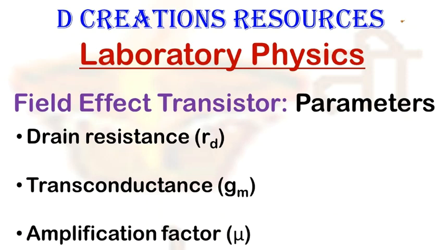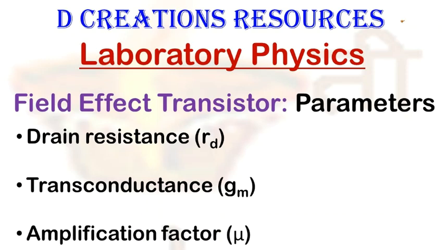So, AC drain resistance is the ratio of change in drain source voltage to the corresponding change in drain current at constant gate source voltage. Now, how do we write it symbolically? So, AC drain resistance RD is equal to delta VDS divided by delta ID at constant VGS. And of course, unit is going to be ohm, but looking at its value, typically kilo ohm or mega ohm can be used.